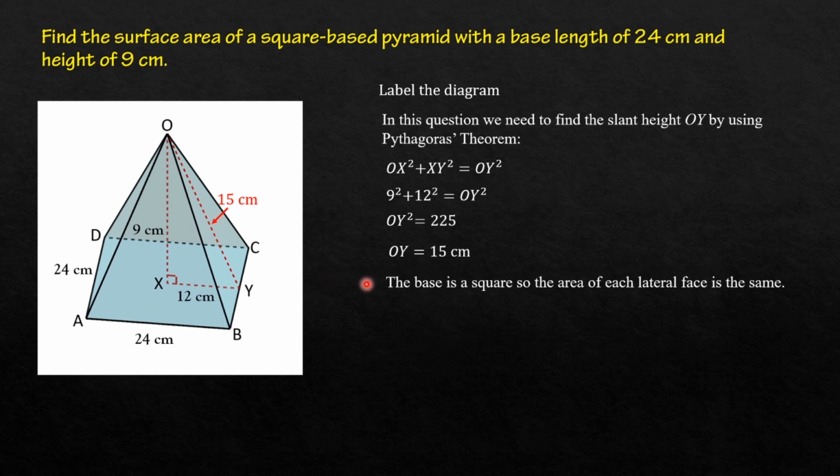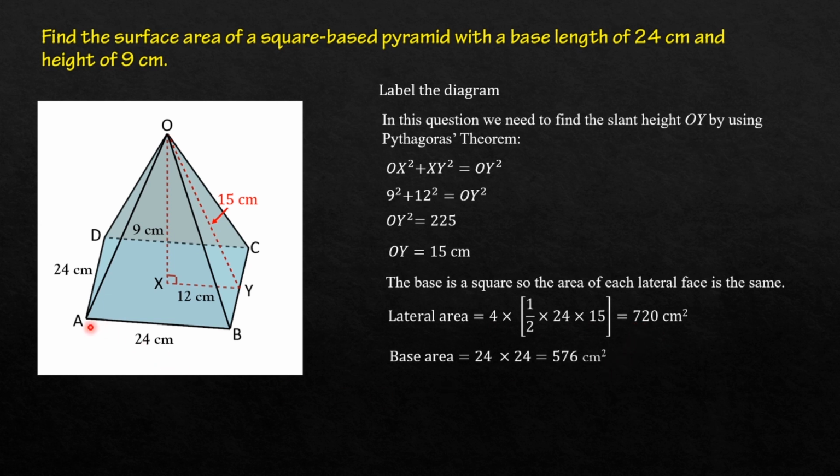The base is a square, so the area of each lateral face is the same. So the lateral area is calculated as 4. This 4 represents the 4 triangles that represent the total lateral area, times half, times base, which is 24, BC is also 24, times the height, which was calculated as 15. So half times base times height times 4 will give 720 square centimeters.